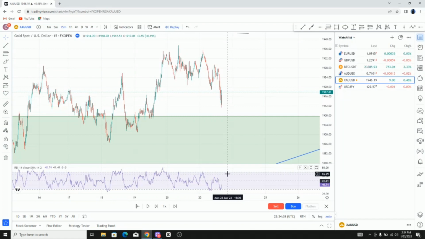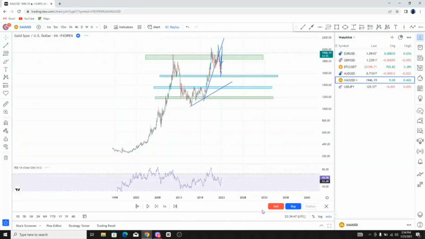Like you all know, use market structure to trade, and before taking a trade you need to go to the higher time frame to see what the market is doing. So let's go to the monthly time frame and see what is happening there.